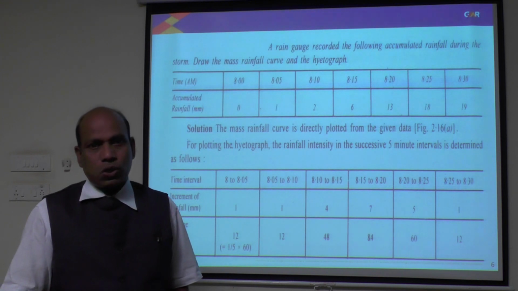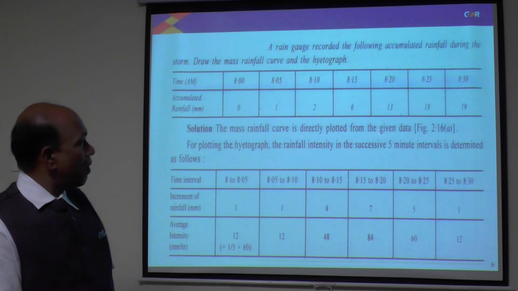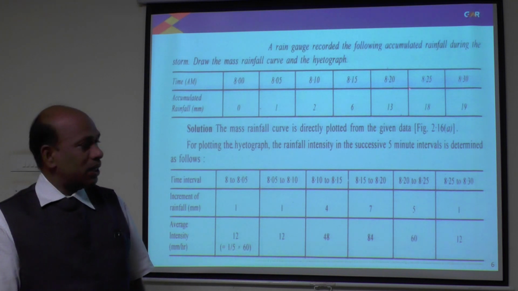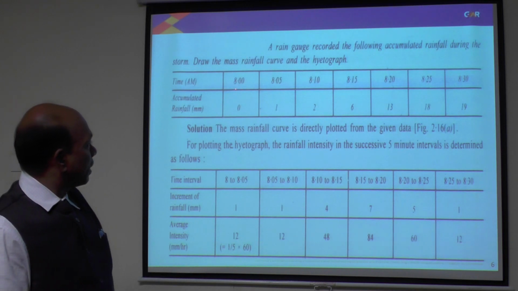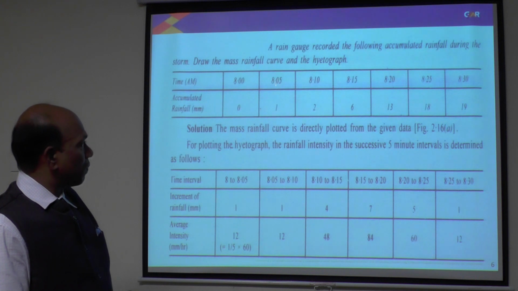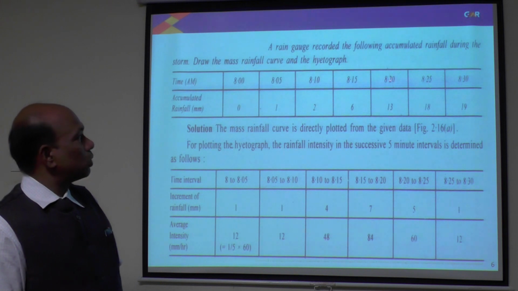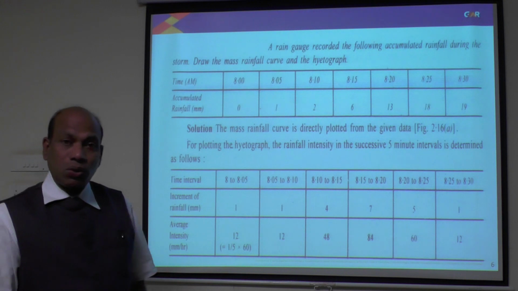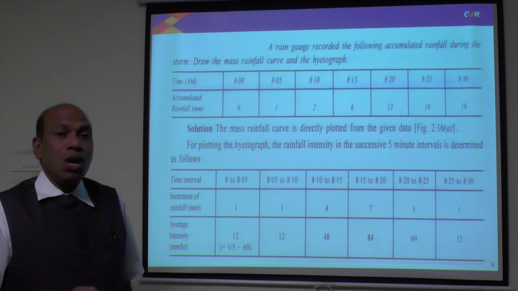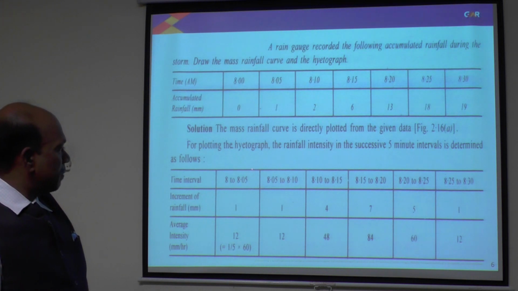But for the preparation of the hyetograph, we should know the intensity of rainfall, because here they have not given the intensity of rainfall. For that, we estimate like this. They have given the rainfall at 8 hours, after 5 minutes, 10 minutes, 15 minutes, 20 minutes, 25 minutes and 30 minutes. Based on this time, we fix the time interval based on the given duration. Here, 8 to 8:05 is a 5 minute span.